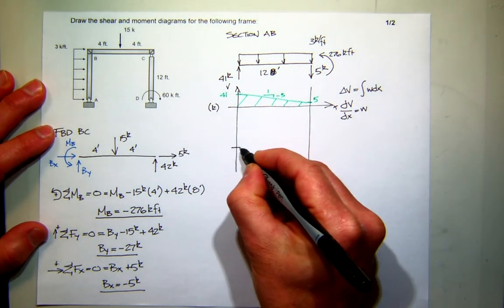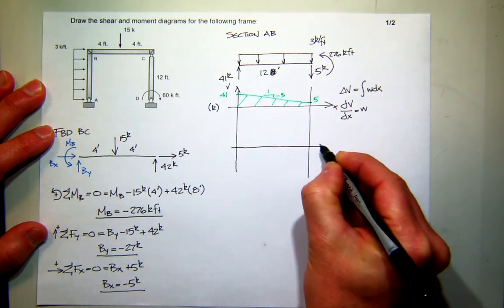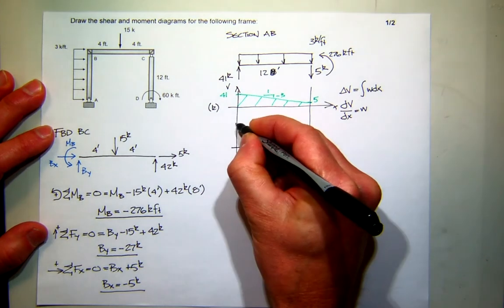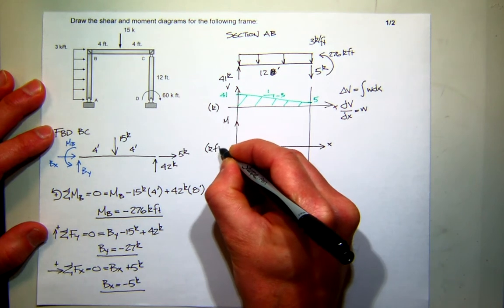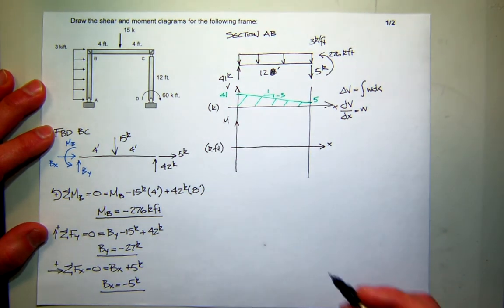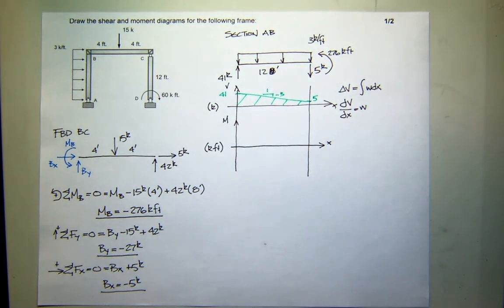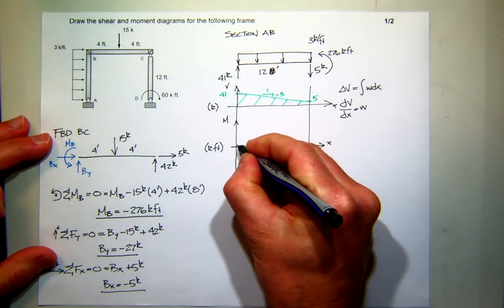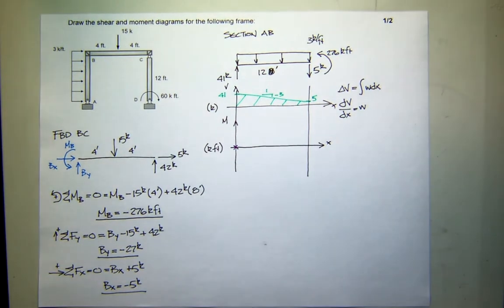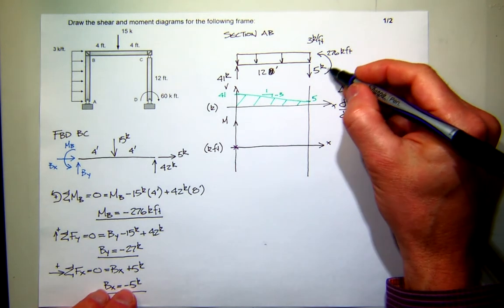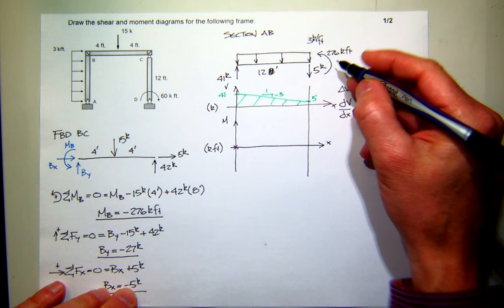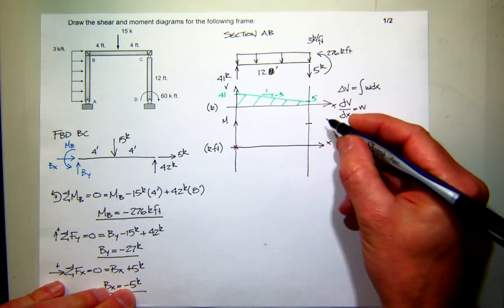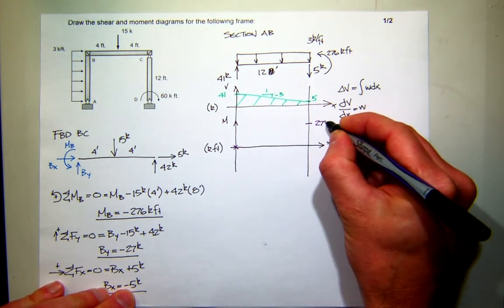Now we'll come and draw the moment diagram, which will have units of kip feet. The moment at A is 0. The bending moment at B is, well, let's look at this moment. We know it's in this direction, 276. Is that a positive or negative bending moment? Positive. So that means we need to land at 276.